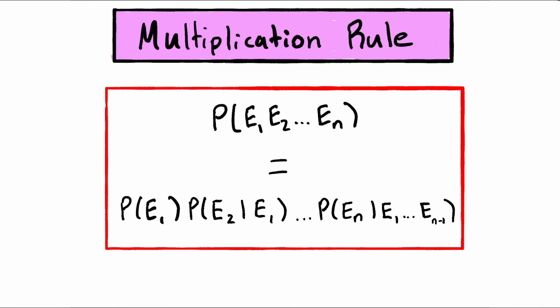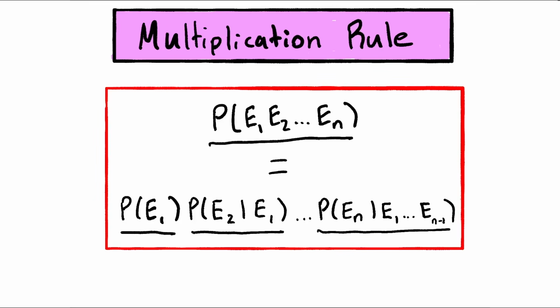Next up, we have the multiplication rule. So what is the multiplication rule? The multiplication rule states that the intersection of n events is the same as the probability of the first event times the probability of the second event given the first event, and so on till you get to the probability of the nth event given that all the previous events also happened.